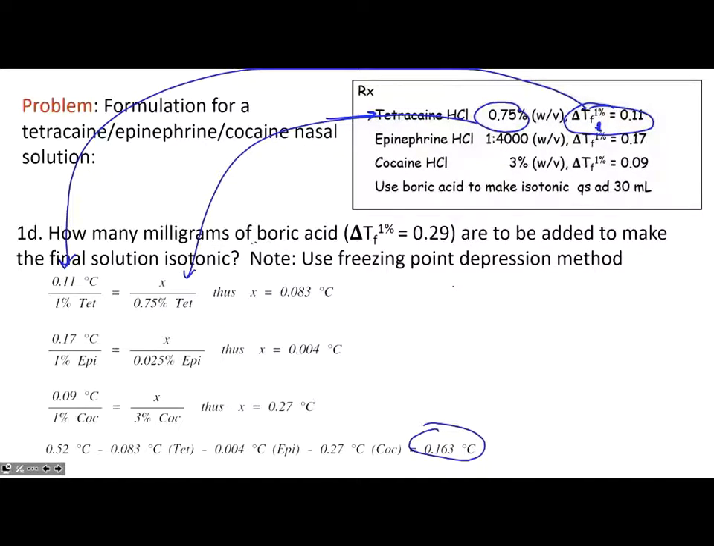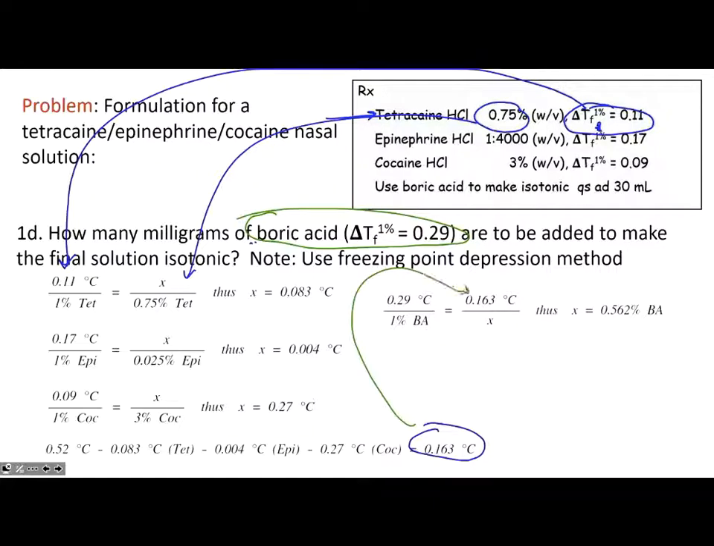Well, I was given this information for boric acid. Now I don't know its percent, but I know the degree of depression I need. I need 0.163. So let's just set that same proportion up. 0.29 degrees over 1% is equal to, now I know what I want, that amount of reduction over X, and X will be the percent concentration of boric acid that gives me that reduction. All right? So by solving for that, I found out that I need a 0.562% concentration of boric acid.